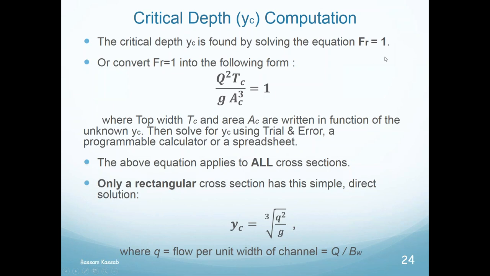So you can either solve for critical depth from the Froude number equal one equation. You can set it up in function of yc, or I have transformed that into this shape: q squared times the top width over gravity times area cubed should be equal to one. But the top width and the area are written in function of that yc. If you go back to the diagrams of the cross section, trapezoidal or rectangular, you can see how you write the top width and the area in function of y. But in this case, you call it yc because you are solving for yc. And the only unknown here is yc, the critical depth, and you have to solve it by trial and error or using a spreadsheet or programmable calculator. We're not going to go through the solution now, but you can try that on your own for an example.